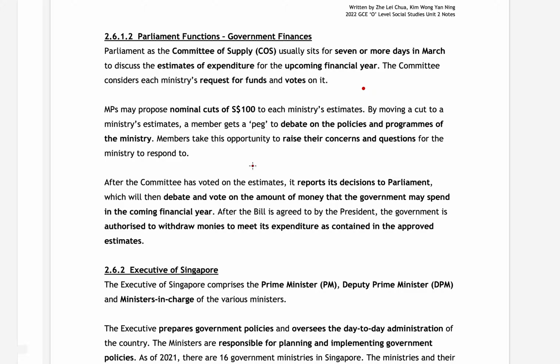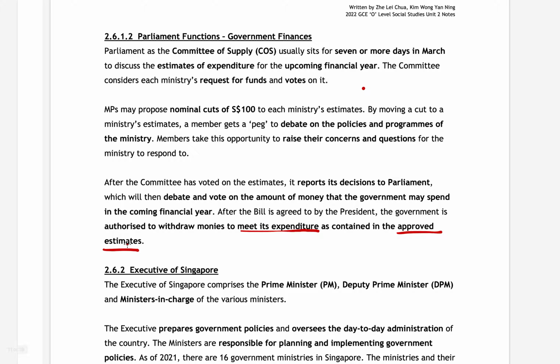Then in this new financial year, the government is authorized to withdraw the amount of money it wants from the treasury to spend on these policies that they discussed. So it must be able to withdraw money to meet this expenditure as contained in the law that they passed.